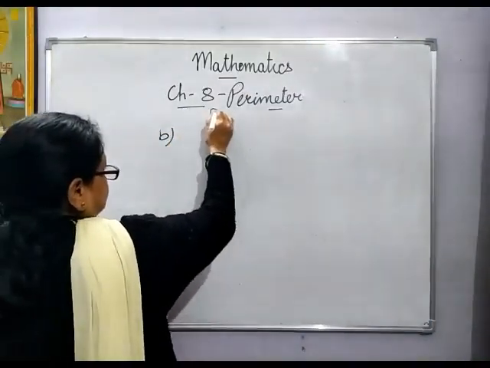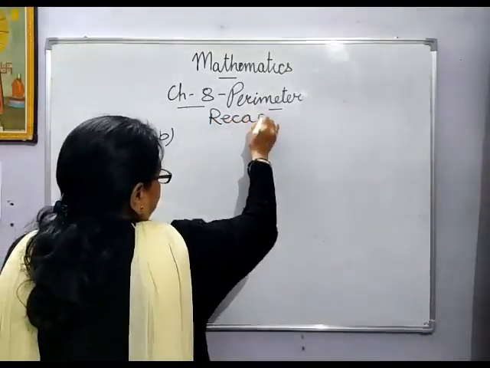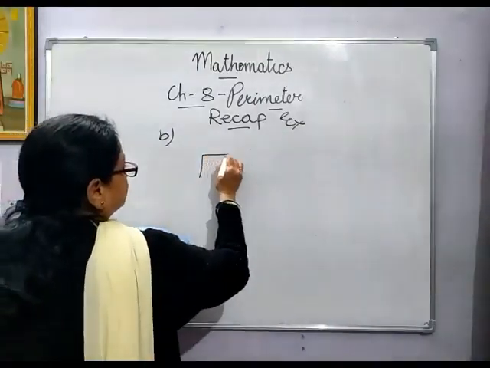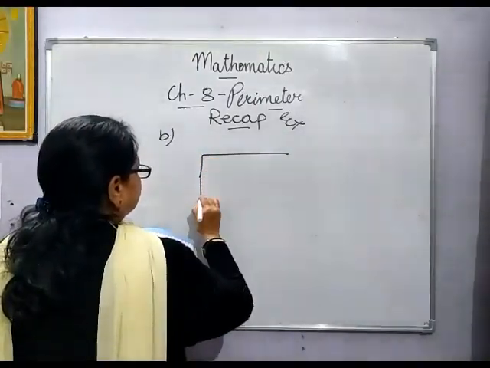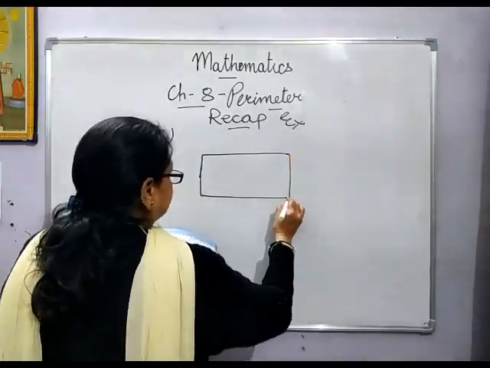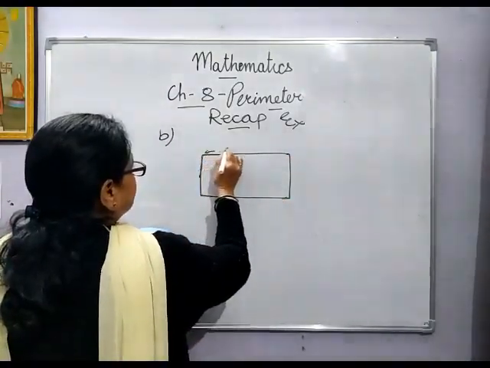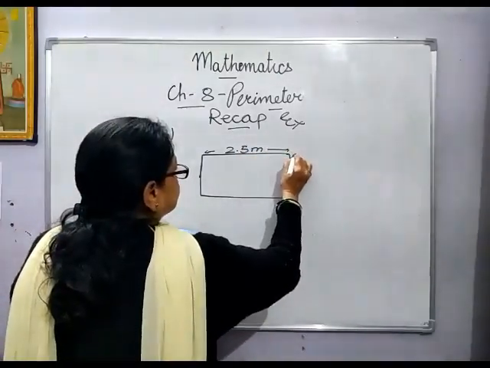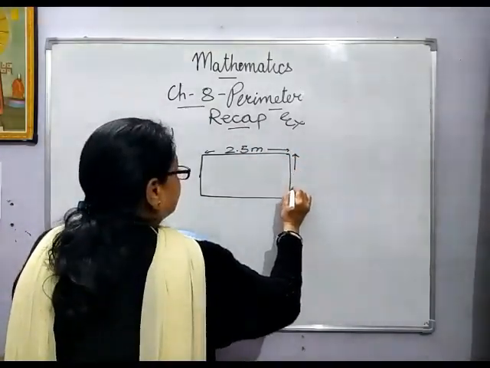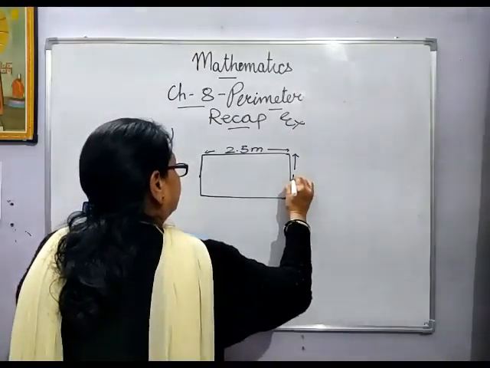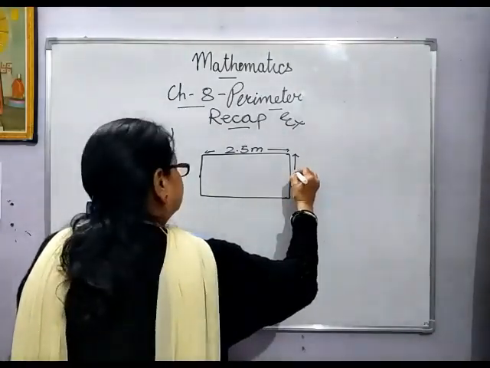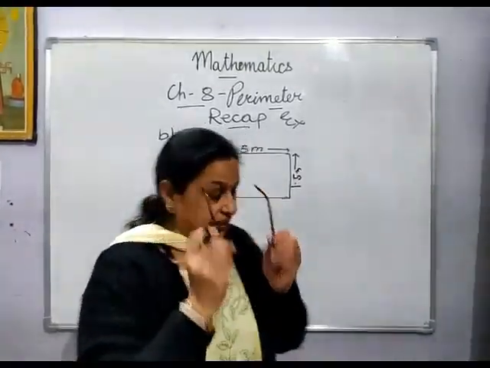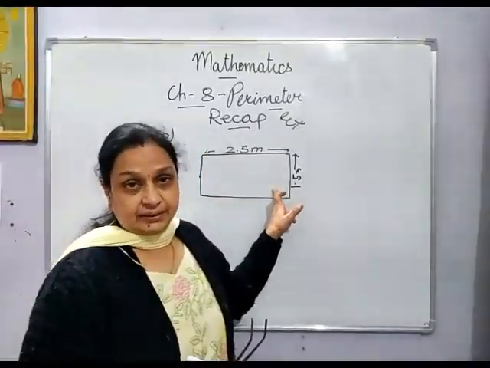Recap exercise, example number B. In this one, a board has been made. Can you see it in the book? Like this. And they have given the measurements like this: 2.5 meter, and this is 1.5 meter. And by the shape, you know that this is a rectangle.